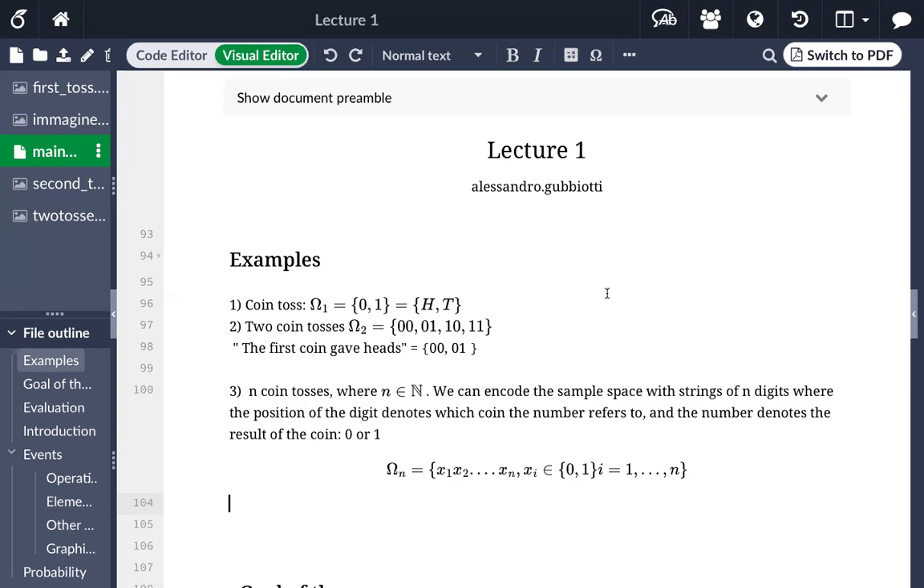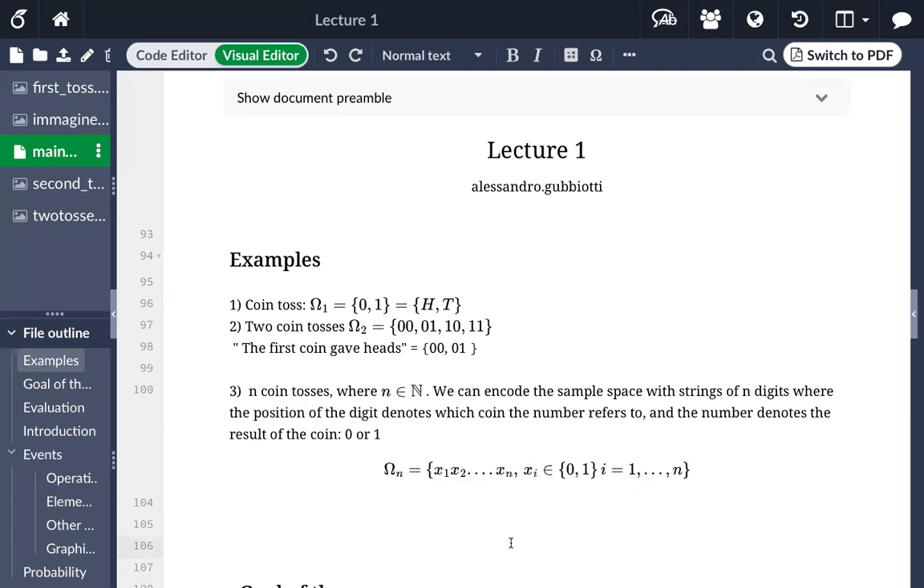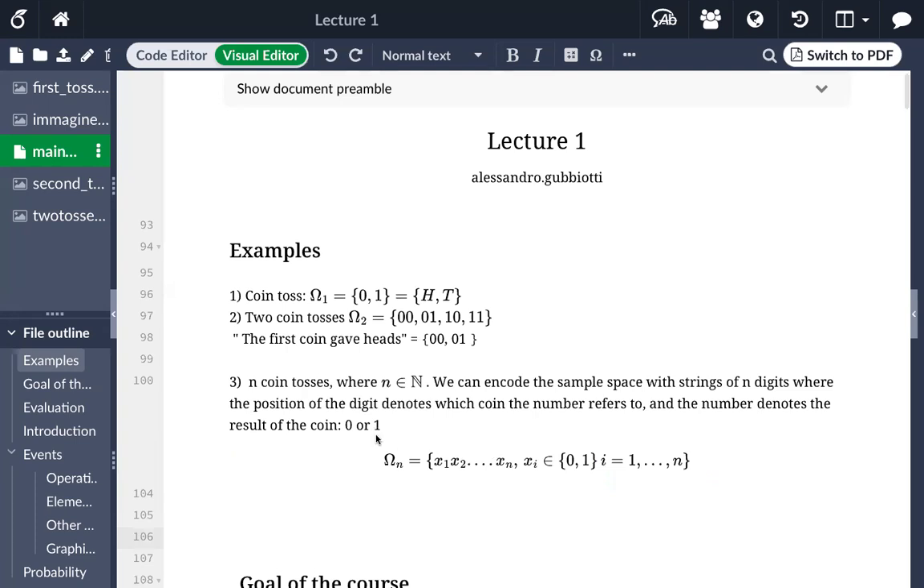Is it clear? Do you have any questions? No? Okay. So this is the sample space of n coin tosses. It's not really different from the one of two coin tosses. It's only longer.